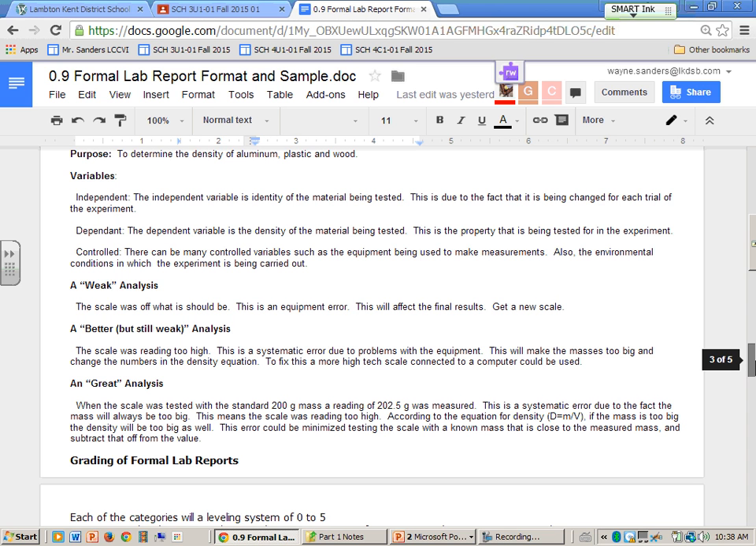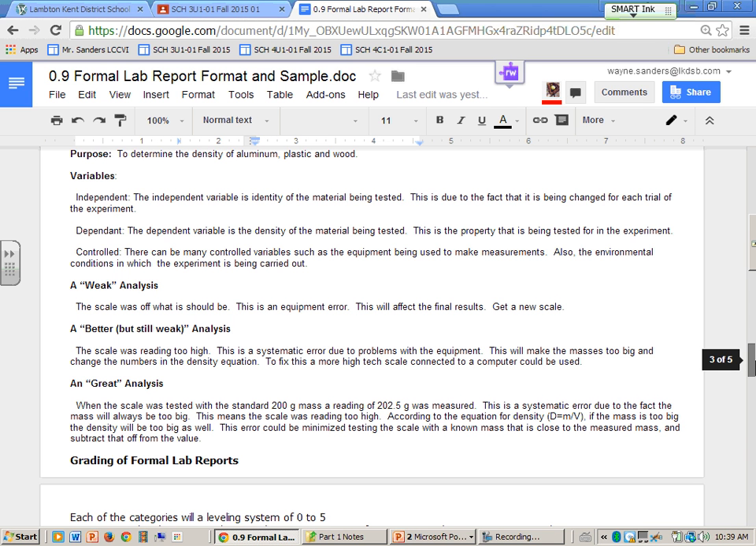A slightly better one. The scale reading was too high, because let's say it was calibrated wrong. You know how sometimes if you've got a bathroom scale, it gets off from being what it should be at 0, so you recalibrate it. Let's say that was the case here. The scale was too high. This is a systematic error due to problems with the equipment. Nice. This will make the masses too big and change the numbers in the density equation. Okay, that's okay, but it's not very specific. To fix this, a more high-tech scale connected to a computer could be used. Again, high-tech scale, really? That doesn't necessarily fix it if it wasn't reading 0 at the beginning. Not great.